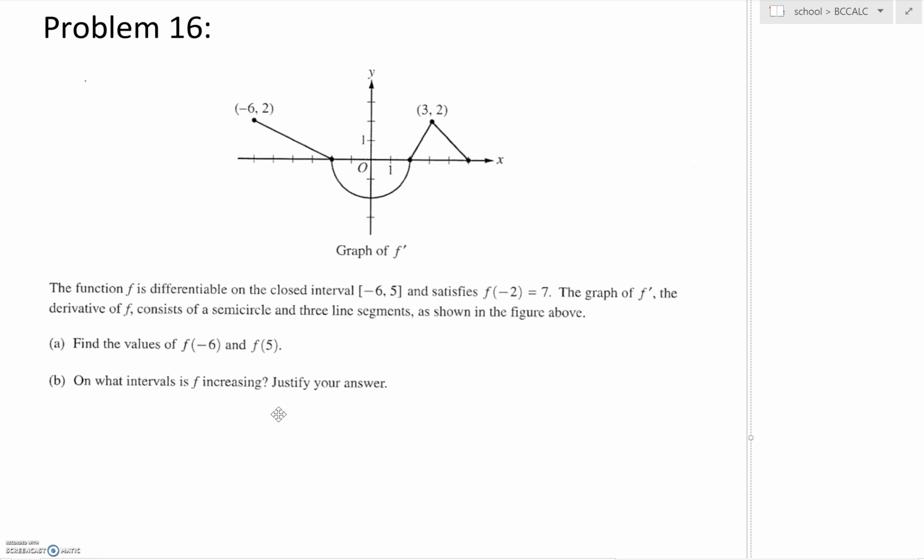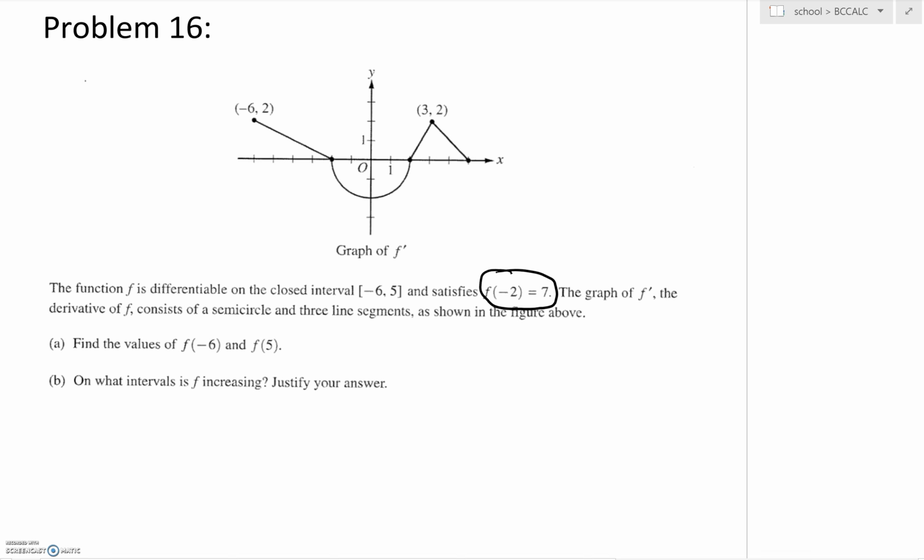Calc BC, we're looking at problem 16, the last problem in our station's activity. We're given the graph of f prime. We're also told a value: f of -2 happens to equal 7. We're told that our function f, which is not pictured, is in fact differentiable. The derivative always exists. So we've got a semicircle and 3 line segments.